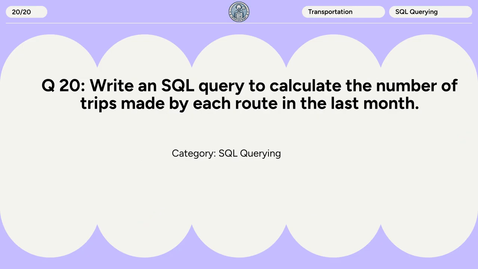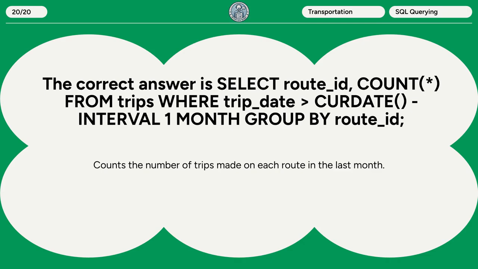Question 20. Write an SQL query to calculate the number of trips made by each route in the last month. The correct answer is: SELECT route_id, COUNT(*) FROM trips WHERE trip_date > CURDATE() - INTERVAL 1 MONTH GROUP BY route_id. Counts the number of trips made on each route in the last month.